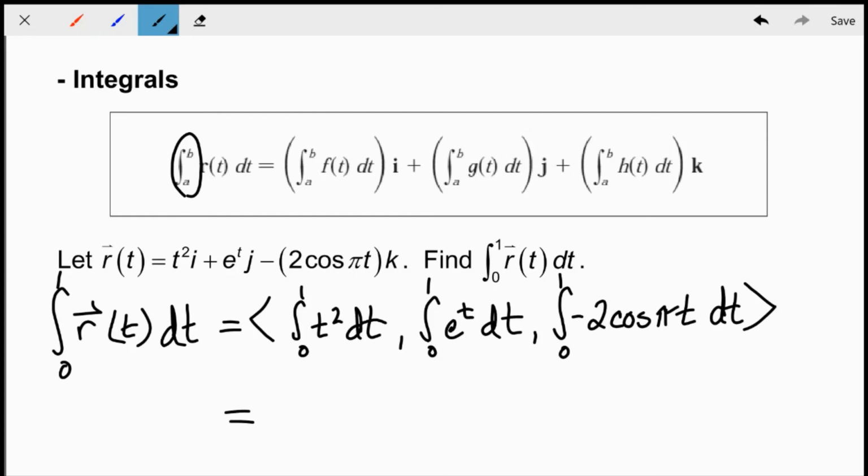So in the end, I'm not going to show you all the steps. You guys know how to integrate. When you go through the process and simplify down, you're going to get 1/3 for the first integral, e minus 1 for the second integral, and 0 for the third integral. So I would have 1/3, e minus 1, and 0. And remember, this is my i component, j component, and k component. So it's not difficult to do. A fairly simple process. It's just really a matter of what notation you want to use.